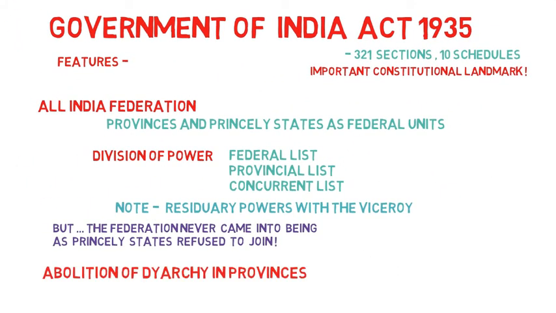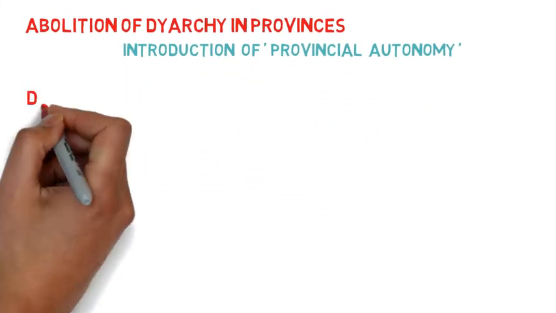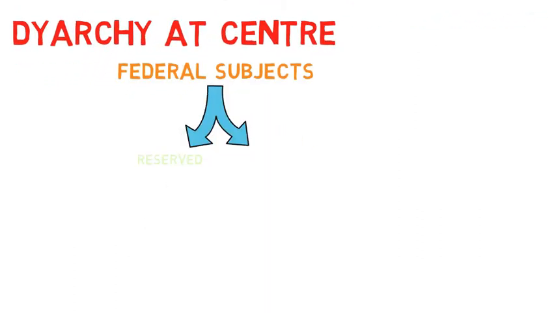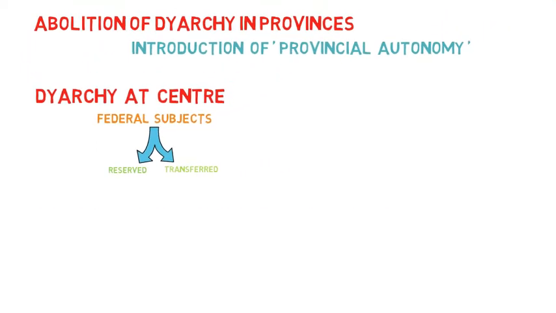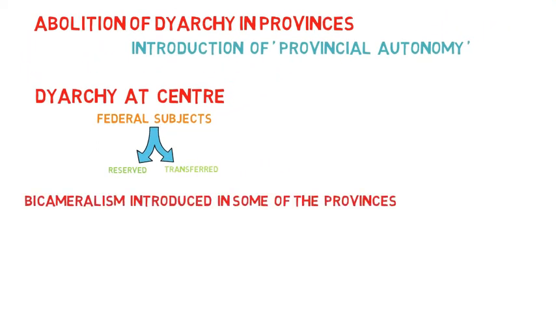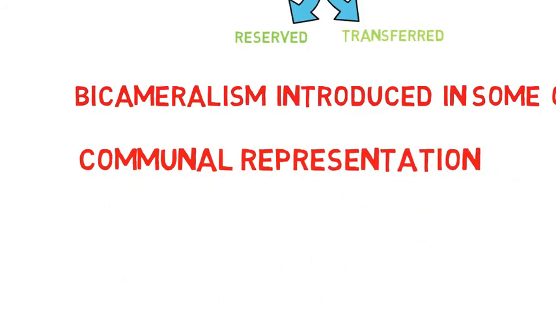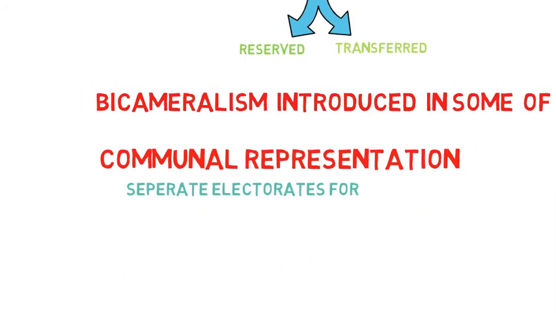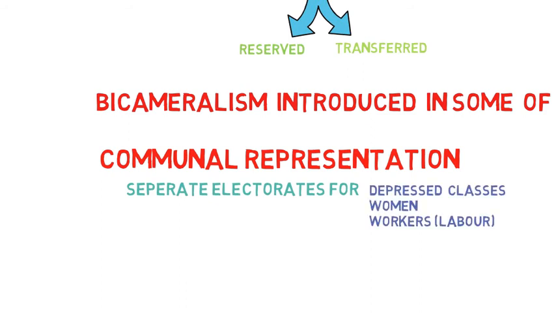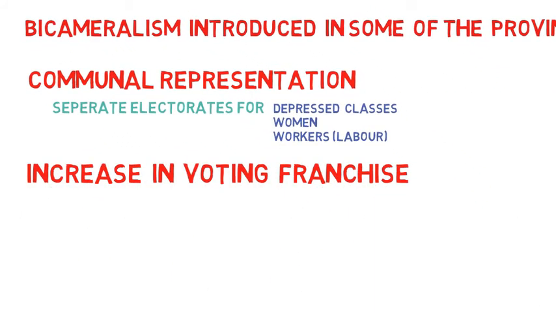The Act abolished diarchy in provinces and introduced provincial autonomy in its place. The provinces were allowed to act as autonomous units of administration in their defined spheres. Diarchy was abolished in provinces, but it was now introduced at the centre. The federal subjects were now divided into reserved and transferred subjects. Bicameralism was introduced in some of the provincial legislatures. The principle of communal representation was further extended by introducing separate electorates for the depressed classes, women, and workers. The voting franchise was also increased to about 10% of the total population.